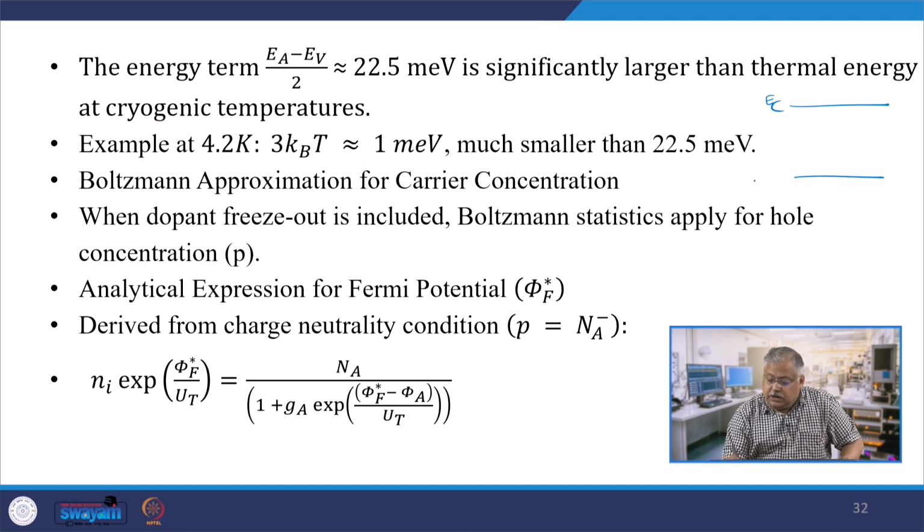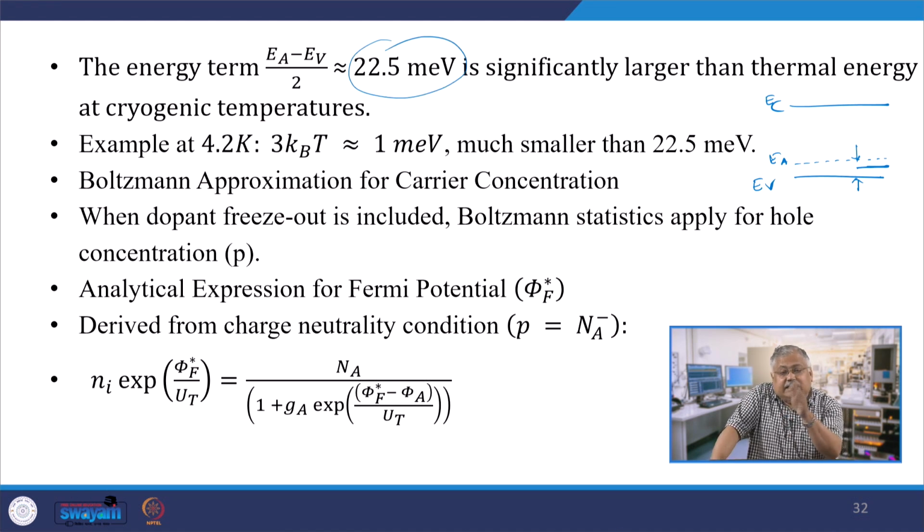This is EC, this is EV, this is my Fermi level, and let us suppose this is my acceptor level. Then this divided by 2 is the Fermi level, which I would see is around 22.5 millielectron volt, and it is slightly larger than the thermal energy at cryogenic temperatures. At room temperature it is 25 millivolts, but at cryogenic it is much smaller. If you take 4.2 Kelvin, then kBT, where kB is the Boltzmann constant, is approximately 1 millivolt, which is much smaller as compared to 22.5 millielectron volt.